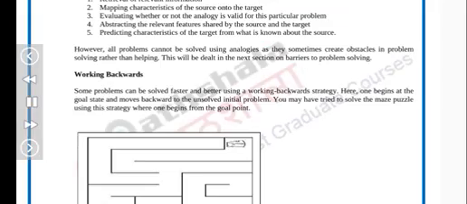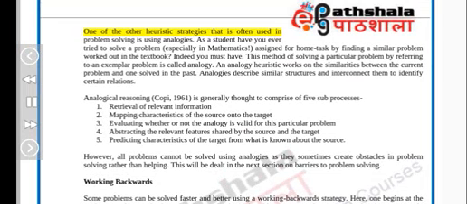Analogies. One of the other heuristic strategies that is often used in problem solving is using analogies. As a student, have you ever tried to solve a problem, especially in mathematics, assigned for home task by finding a similar problem worked out in the textbook? Indeed, you must have. This method of solving a particular problem by referring to an exemplar problem is called analogy. An analogy heuristic works on the similarities between the current problem and one solved in the past. Analogies describe similar structures and interconnect them to identify certain relations.